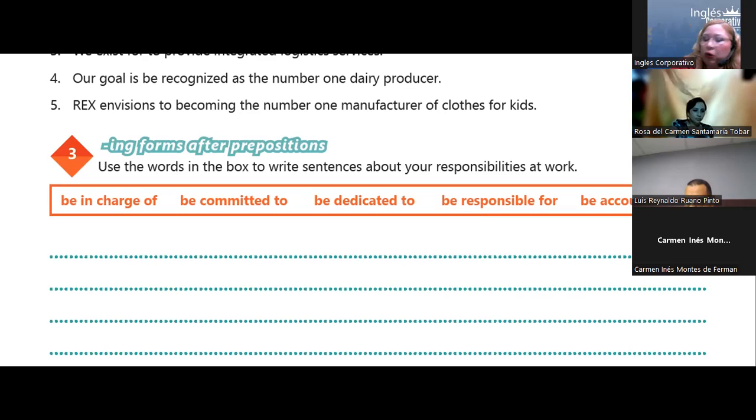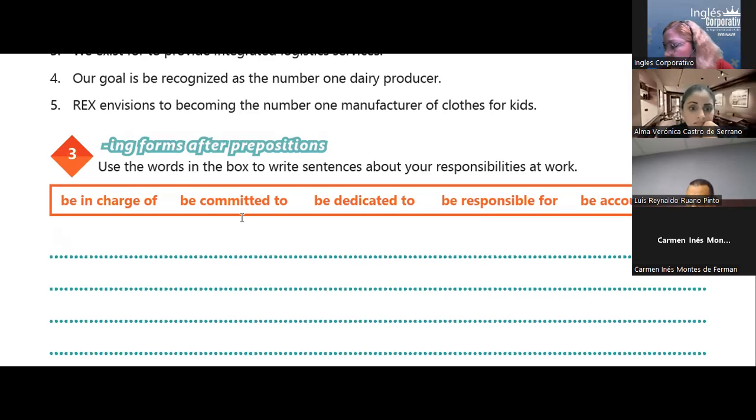Write sentences about your responsibilities at work using these collocations. ING forms after prepositions, remember? So, acuérdense que una oración está compuesta por un sujeto, un verbo y un complemento, ¿ok? Vamos a ver, en este ejemplo que nos ponían acá es Max.